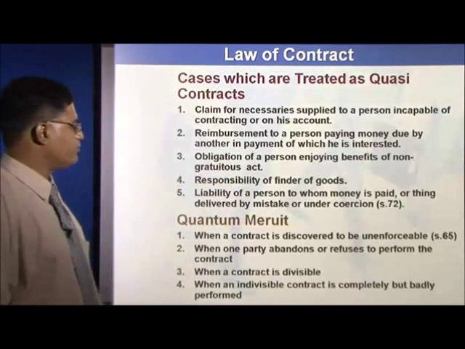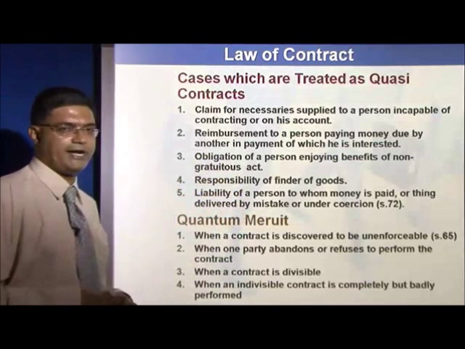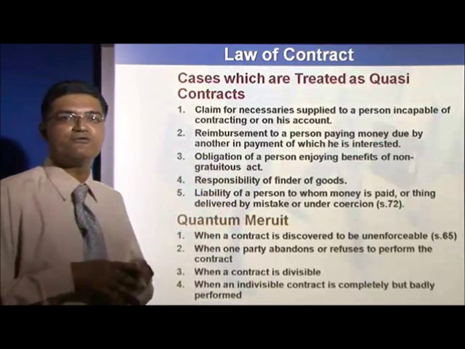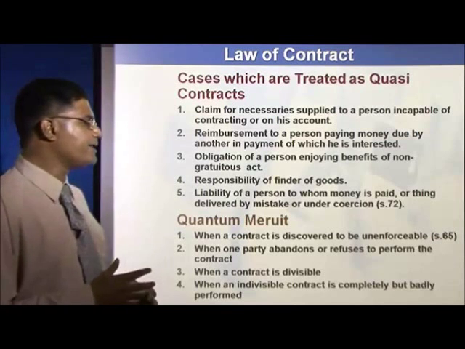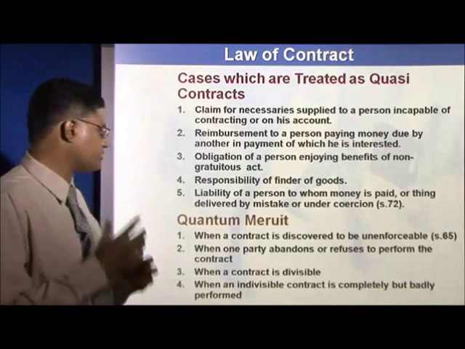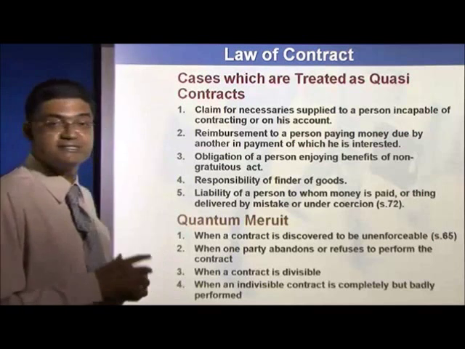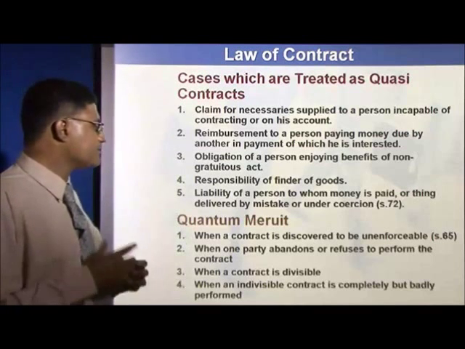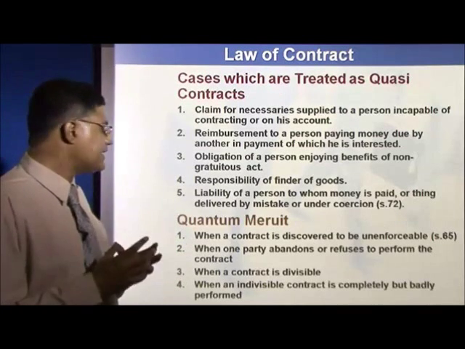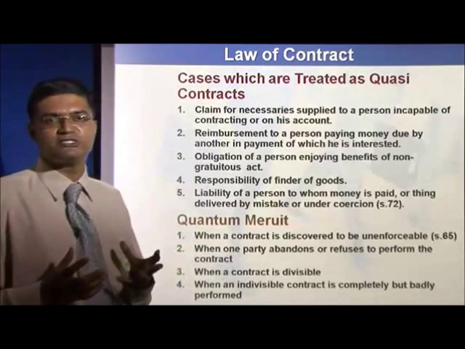Now let us look at what is meant by contra merit. It means the contract is considered unenforceable, or one party abandons or refuses to perform the contract, or the contract is divisible, or an individual contract incompletely but badly performed is what is called contra merit.